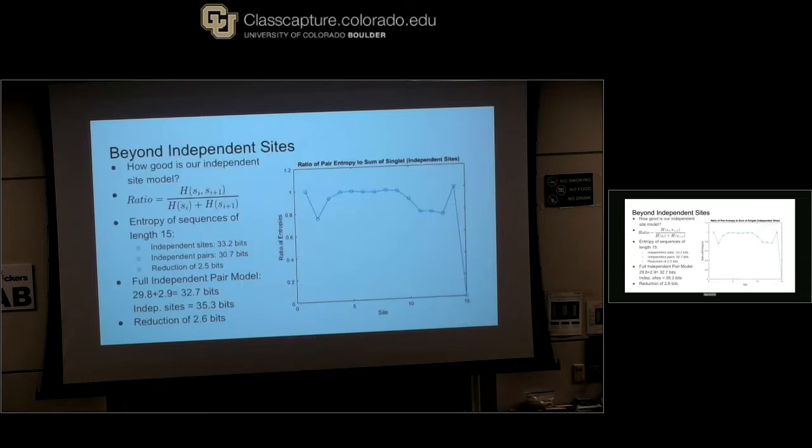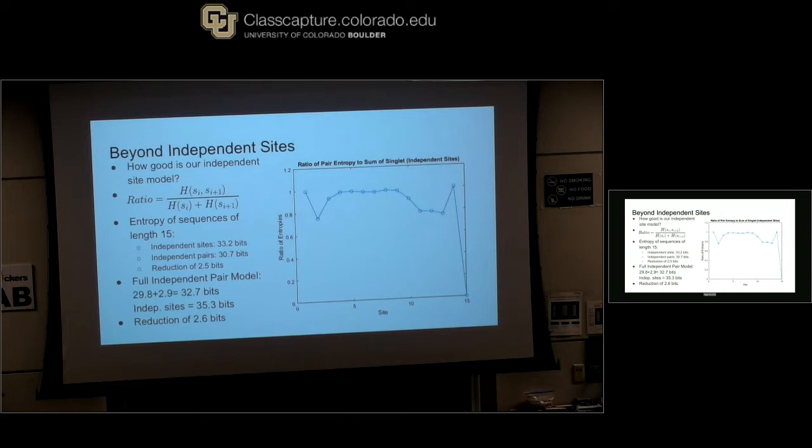Okay, so then the next question you might have is, can we quantify how good that independent site model was? The first thing you might think to do is calculate the entropy for a given pair of sites, for example, site 1 and site 2 together. Calculate that entropy and compare it to the entropy you would get from individual sites 1 and 2. If that ratio is roughly 1, that means our independent site model was good. And if it's less than 1, that means that there's some kind of correlation between those pairs.